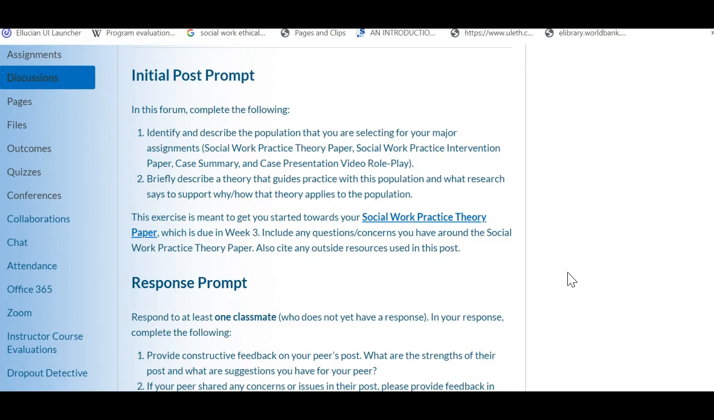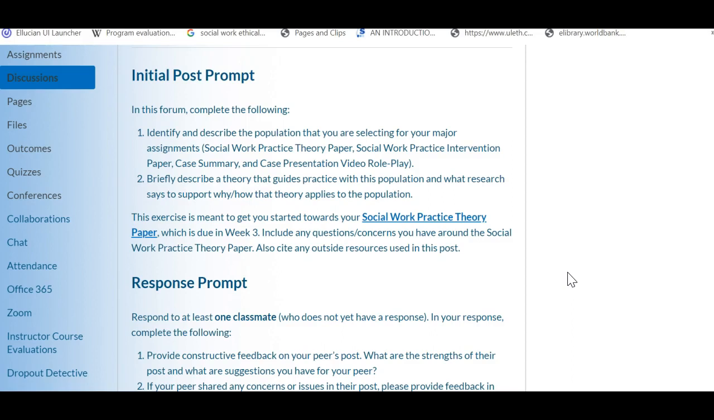There may be some who want to change along the way, but really the idea is to stick with the one population so that you can really go deep. That's how this course is designed. And then secondly, you'll briefly describe a theory that guides practice with this population and what research says to support why and how that theory applies to the population.